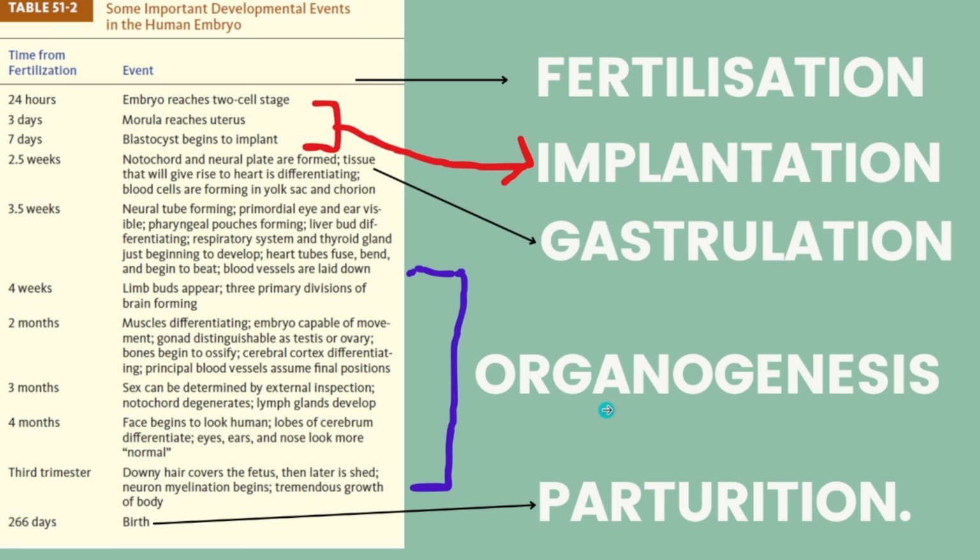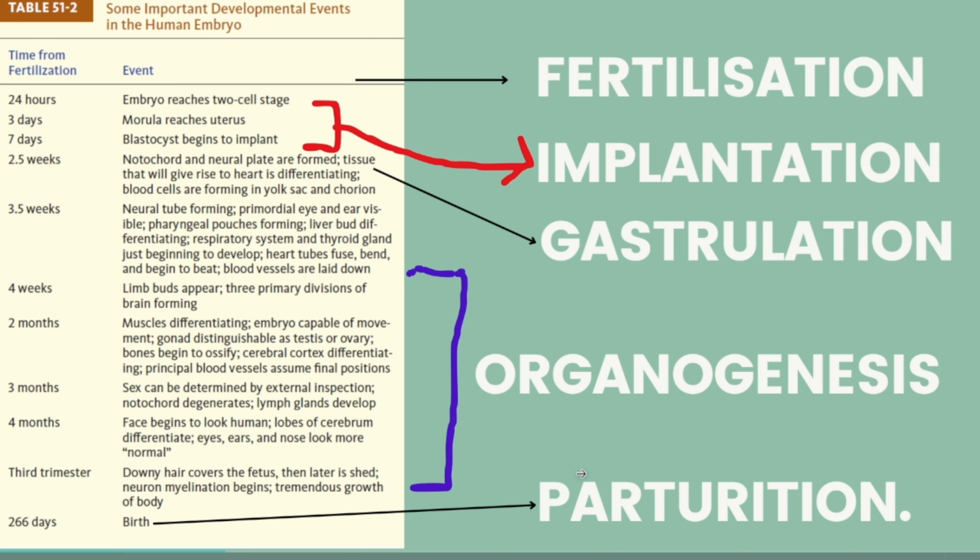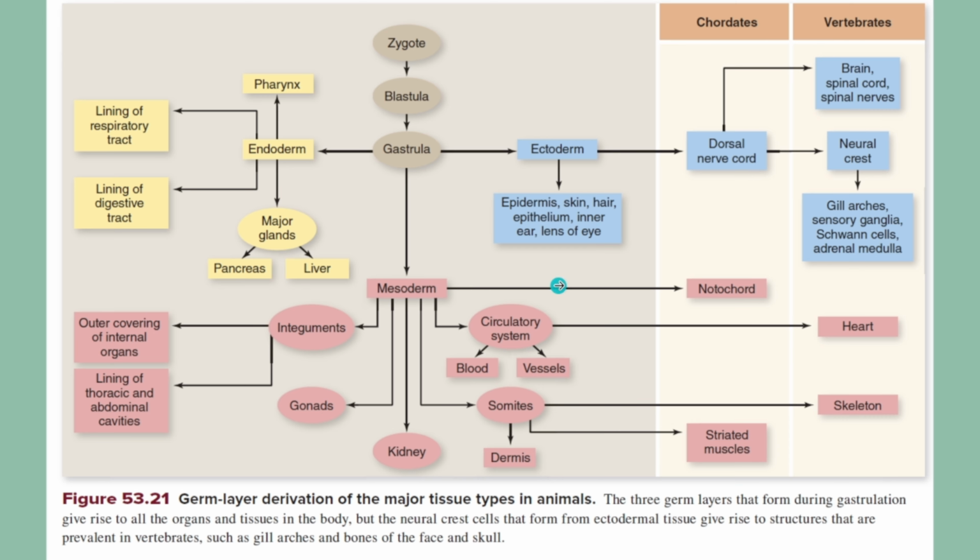And finally they will develop the organs. All the organs will start to form. This is what we call organogenesis. And finally is birth. This is the birth stage, which in scientific terms we call parturition. So all of this is in the syllabus, and you need to know all of them.